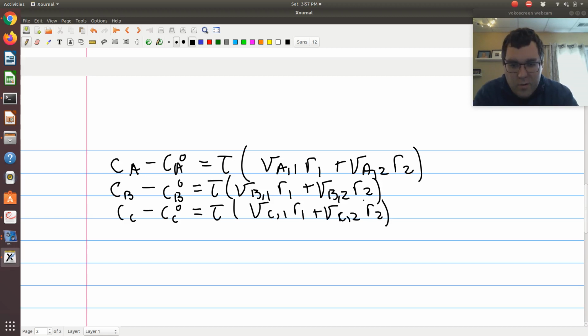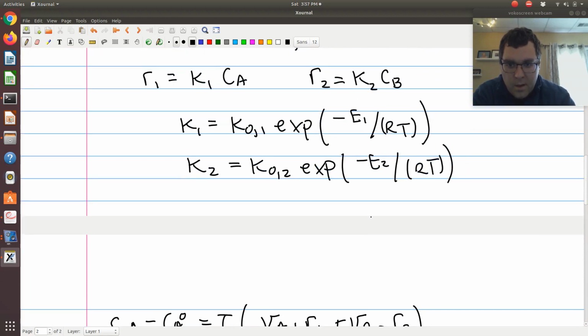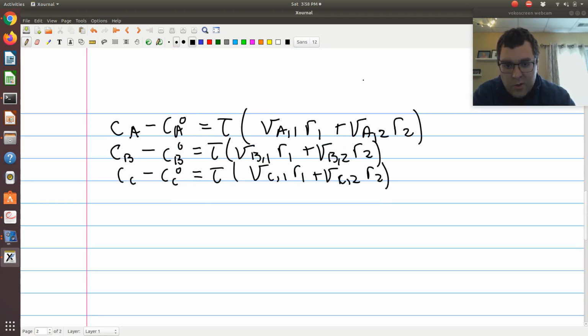Okay, cool. Essentially what we're going to have is a system of three coupled equations. They're coupled in the sense that R1 is going to be a function of Ca, and R2 is going to be a function of Cb, right? So when I plug in R1 and R2, I would plug that into each of those expressions. So I end up with a system of three coupled nonlinear equations that I would need to solve simultaneously.